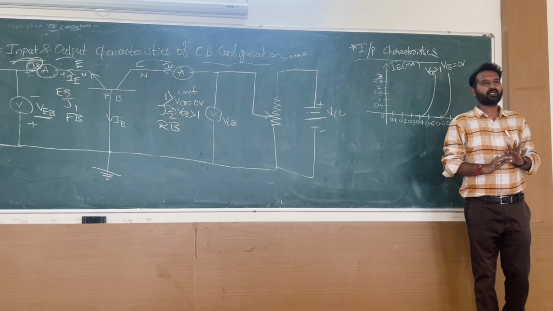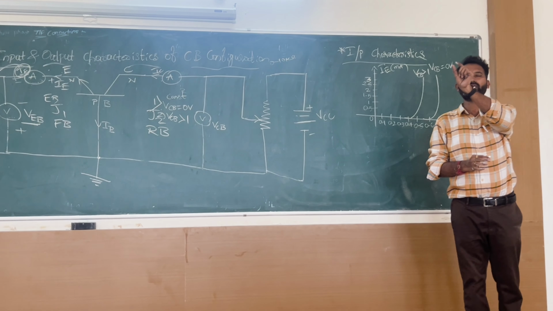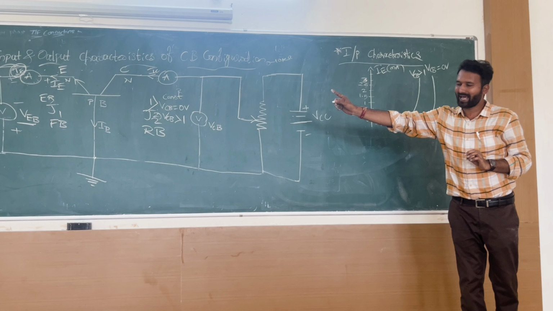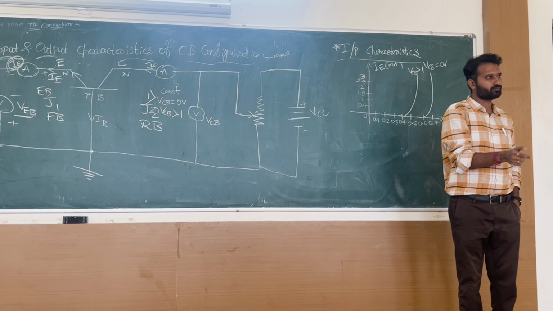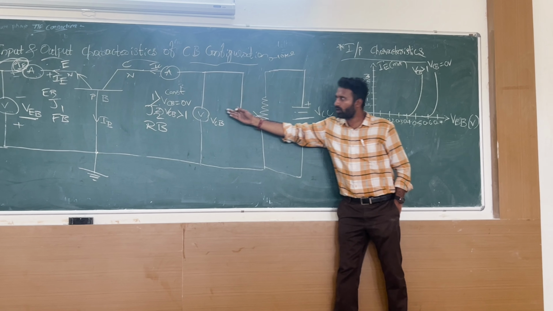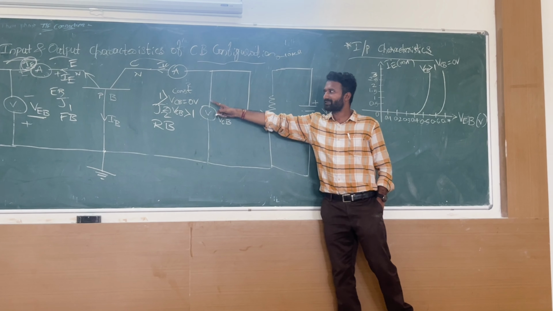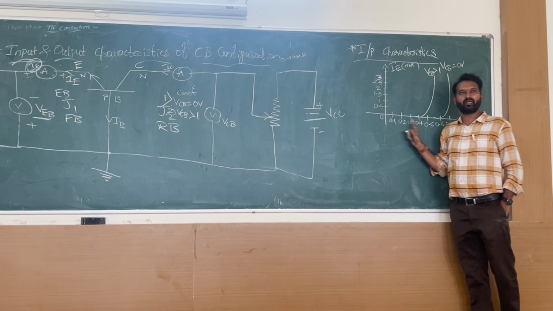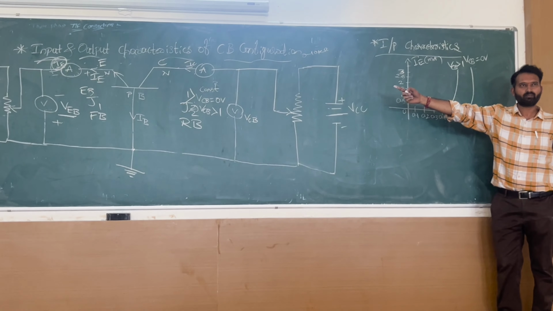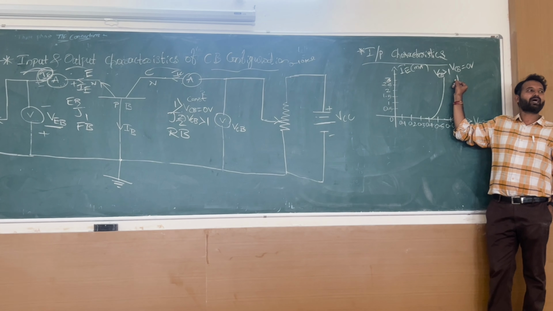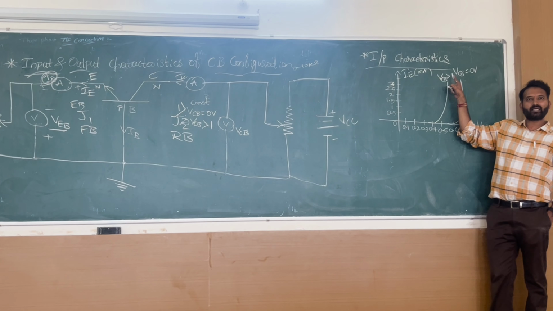Clear? Understandable, input characteristics? Keep in mind the heading itself, the subheading itself is telling you input characteristics. Whatever parameters are available at the input side, you will vary. Whatever parameters are available at the output side, you will keep as constant, meaning a fixed value. First case, VCB is 0. You will change VEB and note down IE. As the emitter base junction is forward biased, current increases rapidly.